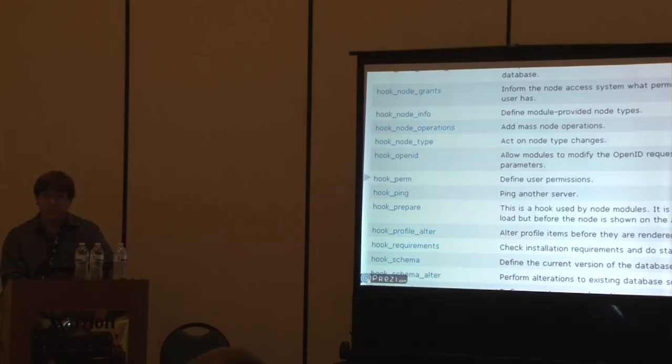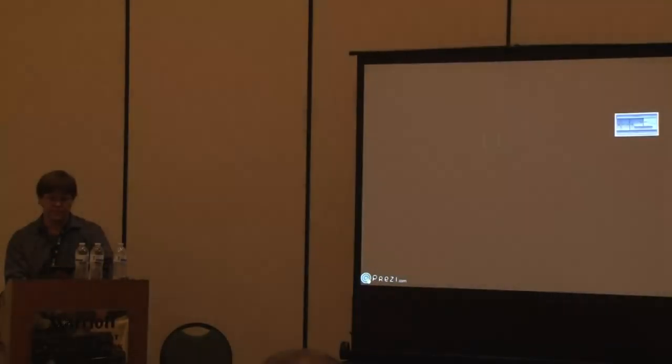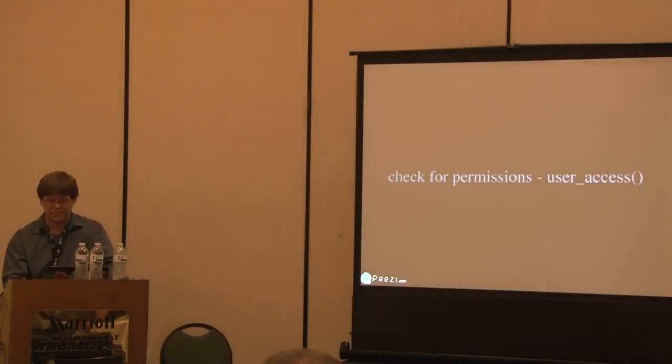Then we want to make sure that the person accessing that form has permission to do so. So we're going to create a permission. The way we do that is we create an instance of the hook perm permission, or hook callback, to define the permissions that we want to be accessible. The administrator assigns those permissions, and then they'll have access to those menu entries. Well, user access. That's how we would check it in code.